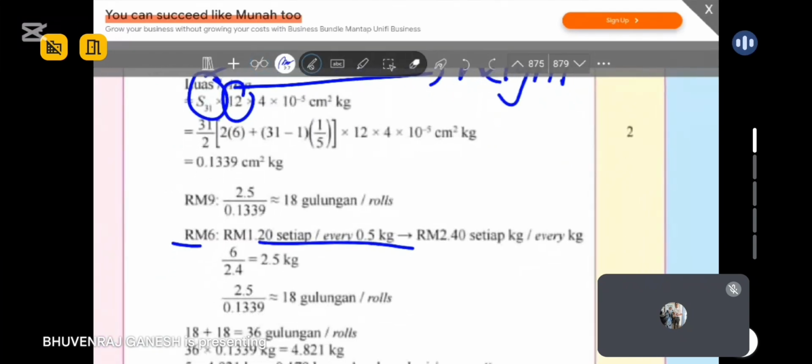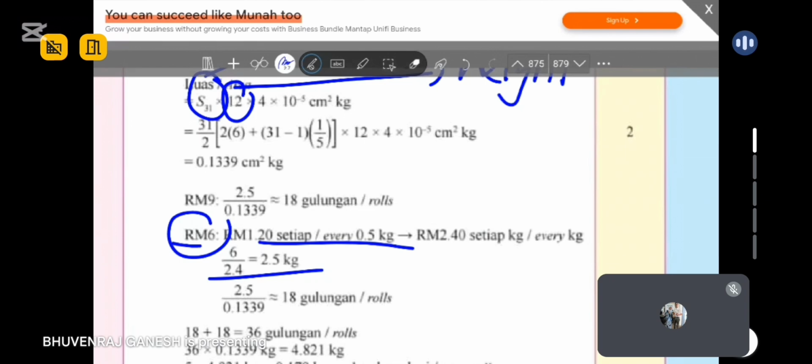You just divide lah, bahagi saja. And then you just do 6 over 2.4. 6 is the ringgit, over 2.4. 2.4 is for each kg. 1 kg is 2.4. So if you have RM6 remainder, you will have 2.5 kg also.